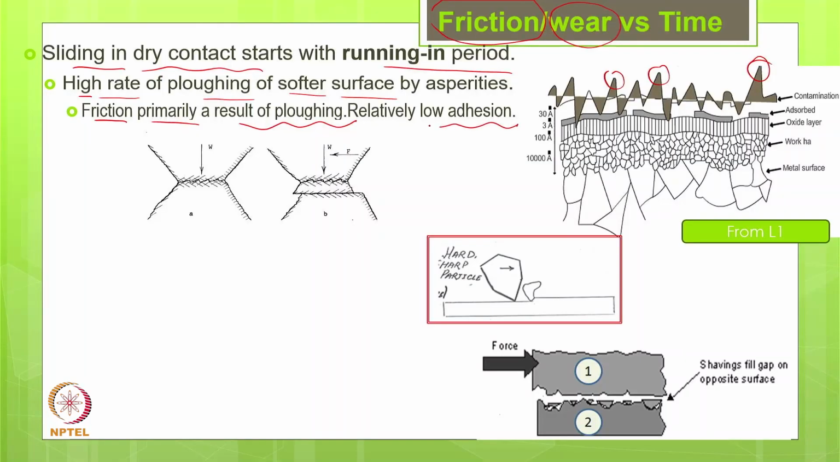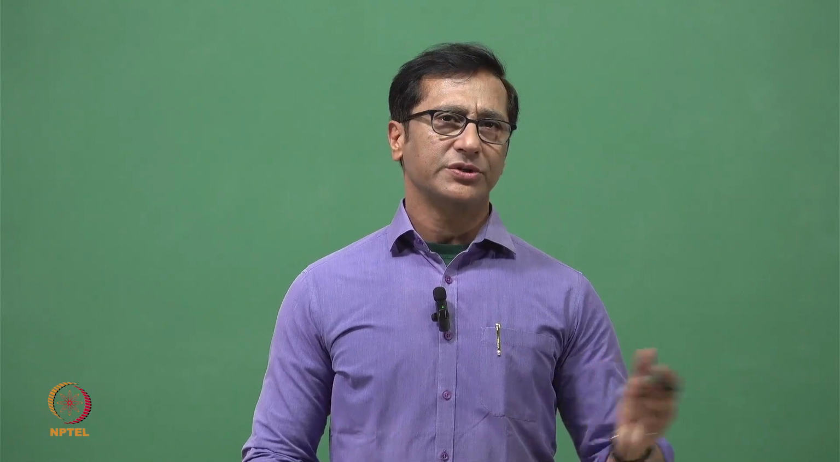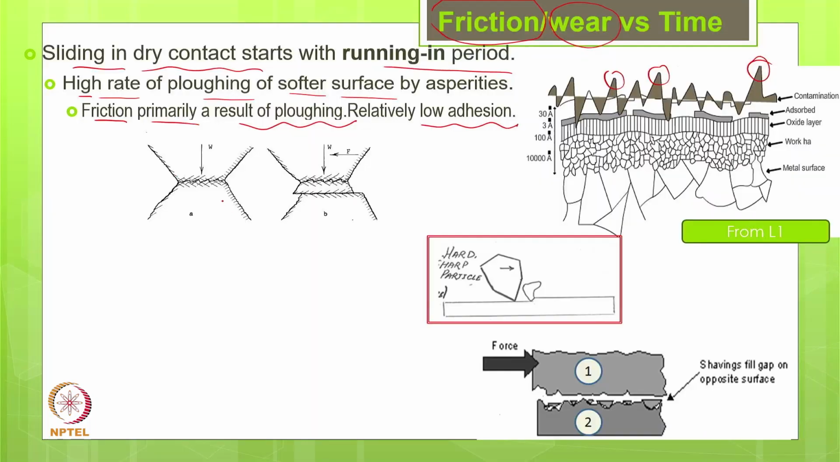In those situations, adhesion between the surfaces will be relatively low because the real area of contact is much smaller, and adhesion will occur only on the real area of contact. It will be less compared to the friction caused by the plowing effects, and that has been shown here when the two surfaces come into contact.